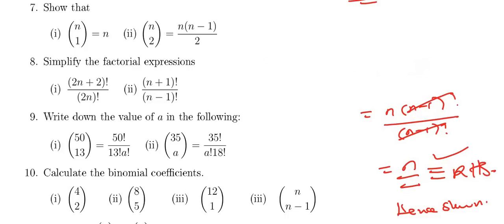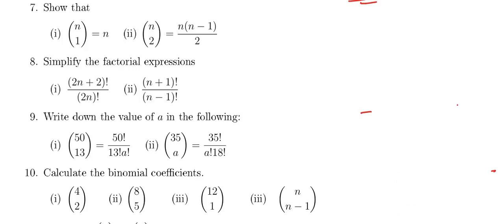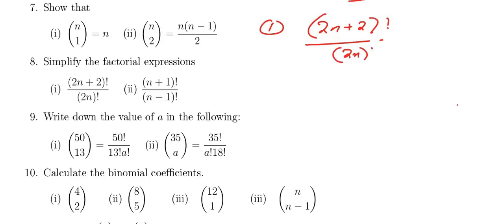Then number 8, they want us to simplify until we cannot simplify any further. So if we are simplifying the first one, they're just saying this part here, number 8. So we have 2n plus 2 factorial over 2n factorial. This is just going to be 2n plus 2, the original thing that you had. Then now subtract 1 from this. So what is 2n plus 2 minus 1? That's just going to be 2n plus 1.